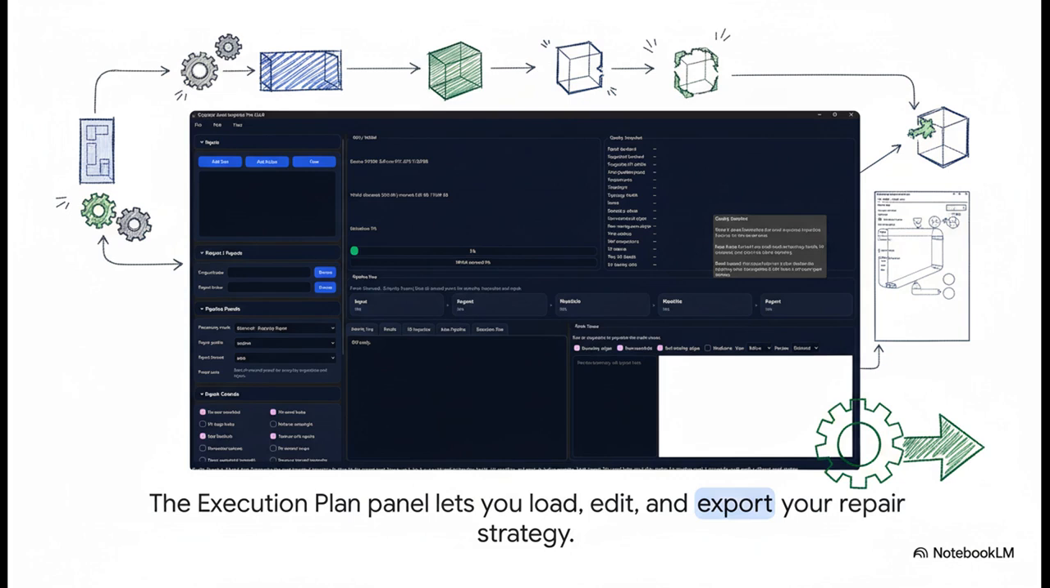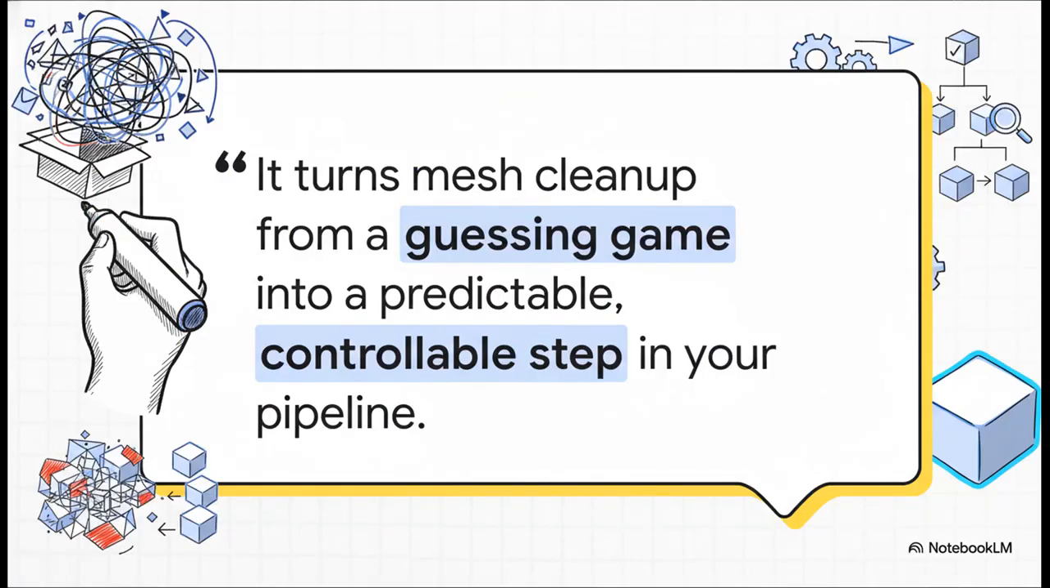You can see the pipeline of steps laid out so clearly. You can load a recommended plan, you can edit it, you can save your own custom version, and export it for your team. You're not just fixing a mesh anymore, you're defining how meshes get fixed in your studio. And that's the ultimate value right there. It takes that chaotic, frustrating trial and error loop and it replaces it with something predictable, visual, and controllable. It basically transforms mesh cleanup from this mysterious art into a reliable engineering step.